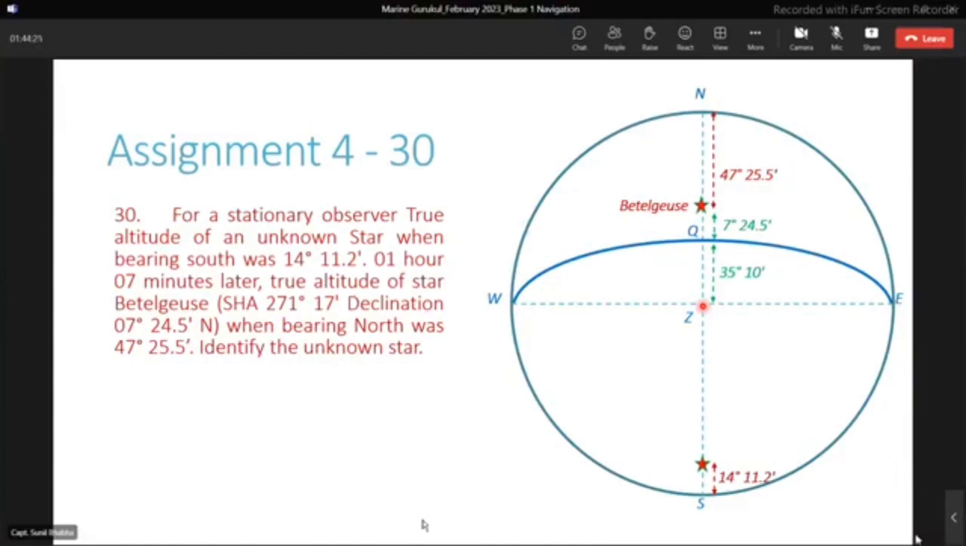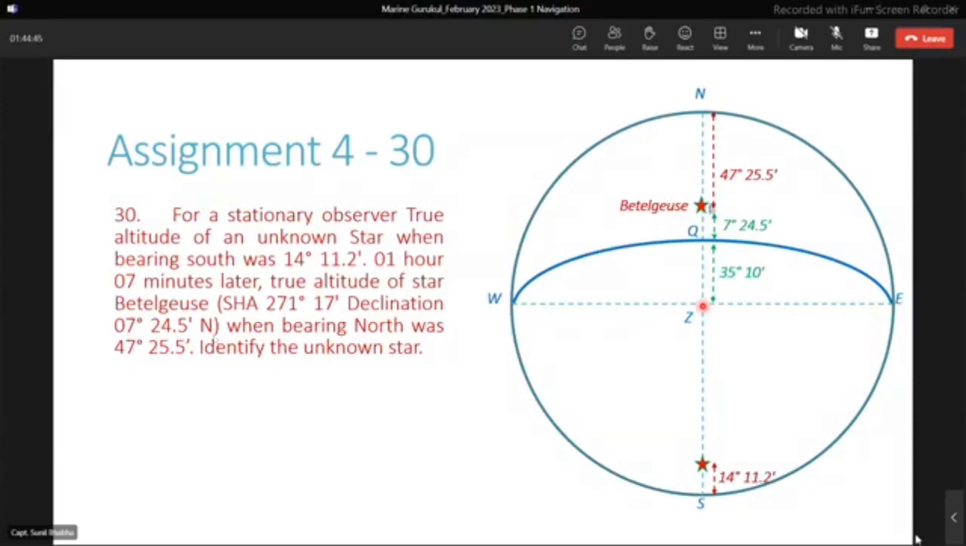So beta, before we proceed ahead, any doubts up to here? Sir, please explain the declination once. Okay. Beta, the declination of star Betelgeuse is given to be 7 degrees 24.5 minutes north, right?